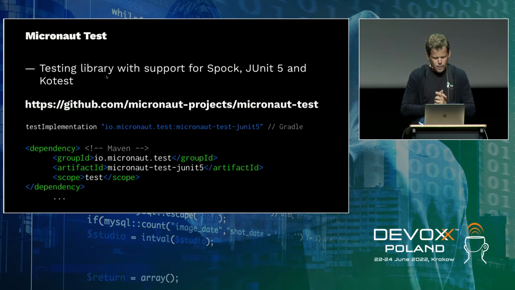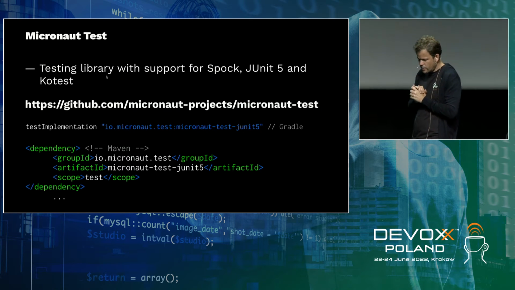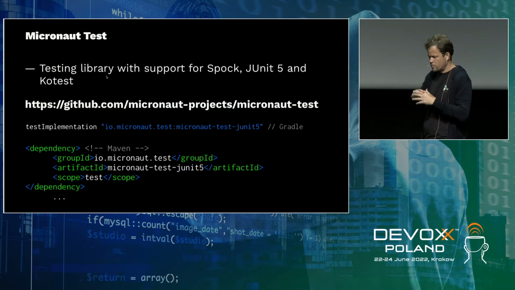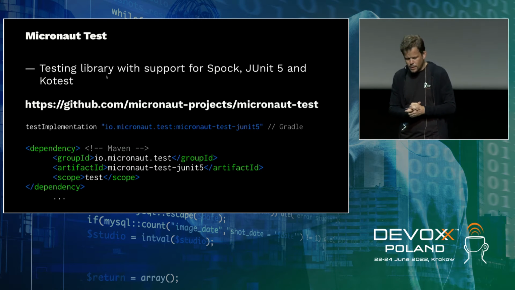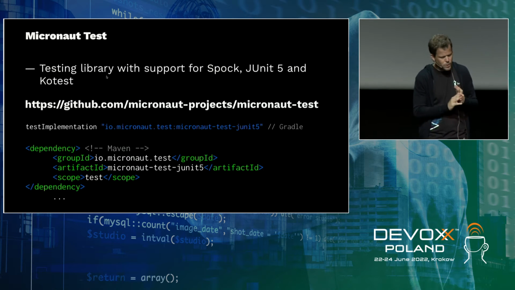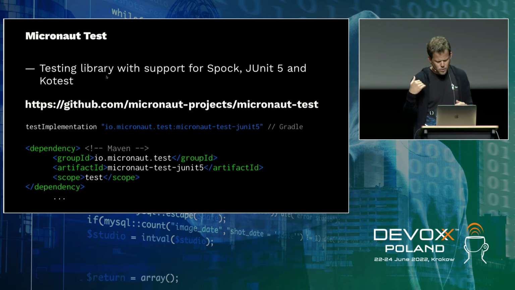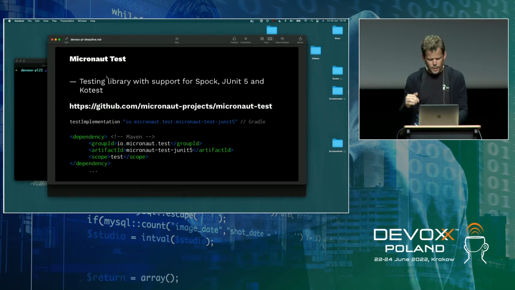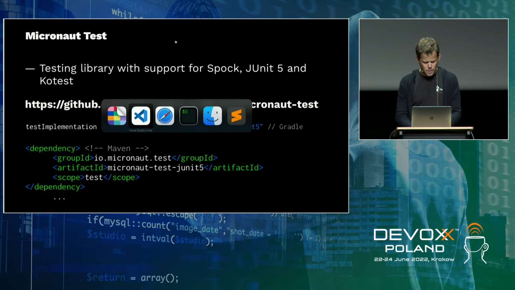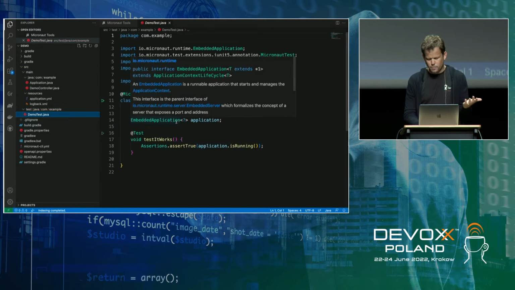OK, so let's talk about Micronaut Test. Micronaut Test is a testing library which is part of Micronaut. We support tests with Spock, JUnit 5, and KoTest. You can check out the project website there. I'm using JUnit 5, and if we look at my test directory here, you can see an example of Micronaut Test.